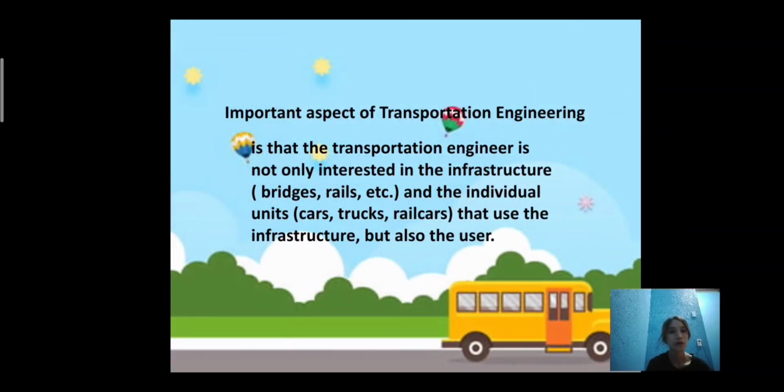An important aspect of transportation engineering is that it is not only interested in the infrastructure and the individual units that use that infrastructure, but also the user. All three of these, infrastructure, individual units, and user, must be understood to understand the system as a whole. Typically, the infrastructure and units are considered the supply side of the equation, while the users are identified with demand.